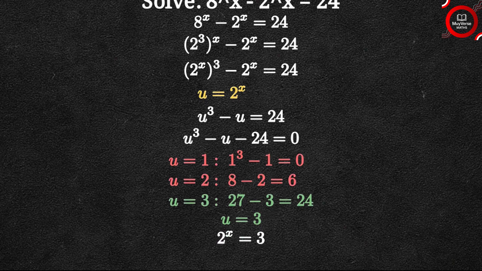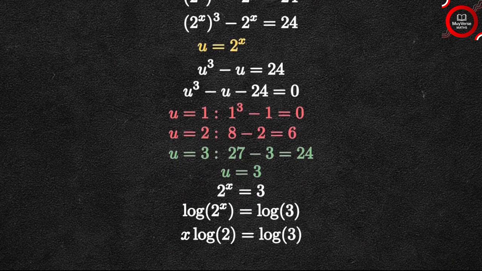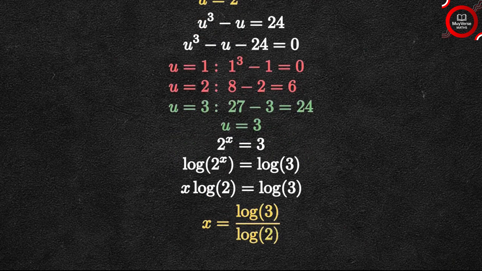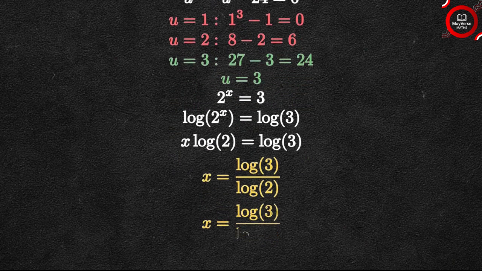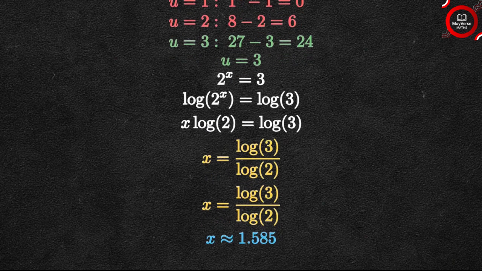Step 4. Solve for x using logarithms. Take the log of both sides. Then move the exponent down and solve for x. Finally, using a calculator, this is approximately 1.585. So the final answer is x equals log 3 over log 2, which is about 1.585.